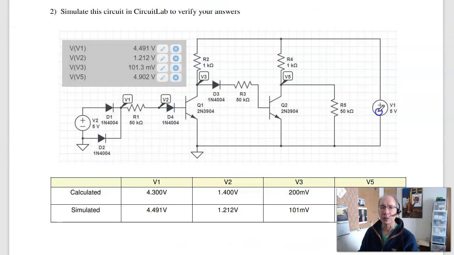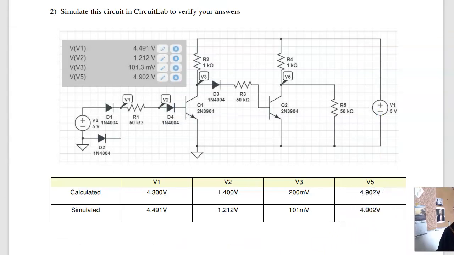Problem 2. Check this in Circuit Lab, and when you throw that in Circuit Lab, you get the same answer. Again, the numbers aren't quite as nice. It's not exactly 1.4 volts across the diode, or 0.7 volts across the diode. That's kind of a ballpark guess. So these numbers will be close, a little bit different, but close.